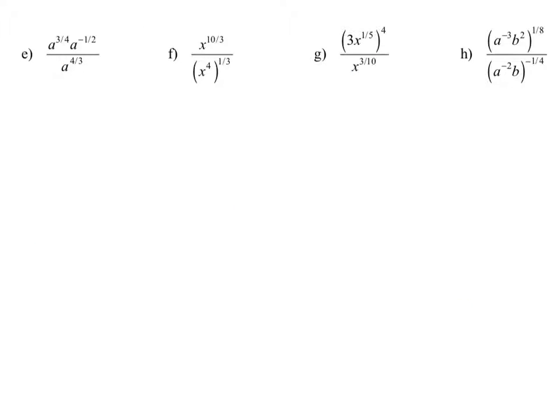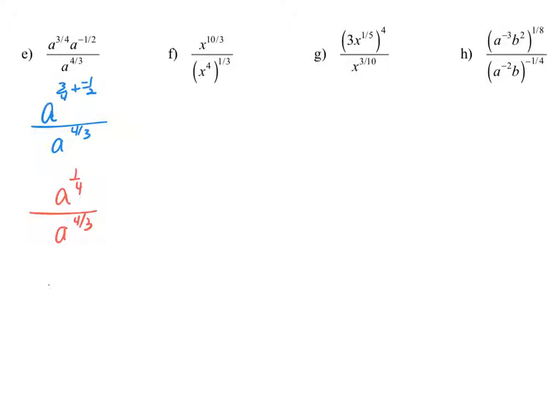In example E, in the numerator, we have a to the 3/4 times a to the negative 1/2, and then a to the 4/3. So we're going to use the product and the quotient rule for simplifying this expression. In the numerator, I can add those exponents together. Since it's a to the 3/4 times a to the negative 1/2, I can add the exponents 3/4 plus negative 1/2. That goes in the numerator, and a to the 4/3 in the denominator. In the numerator, we can simplify this to a to the 1/4 over a to the 4/3.